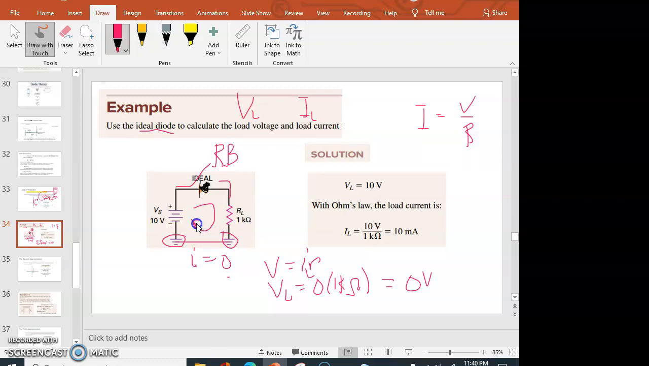So that is how you can treat a diode under the ideal approximation. If it is reverse bias, then we treat the diode as an open switch. If the diode is forward bias, we treat the diode as a closed switch under the ideal approximation.